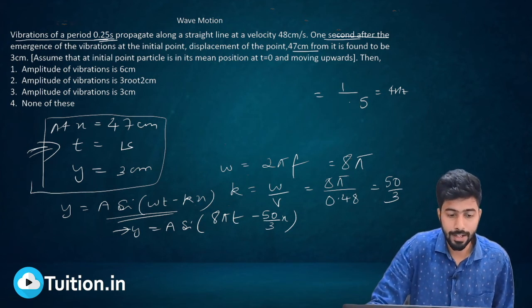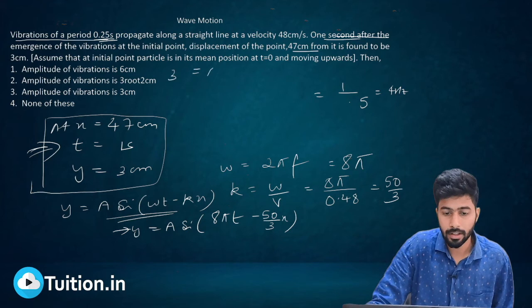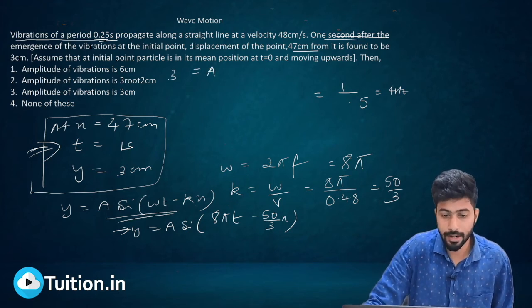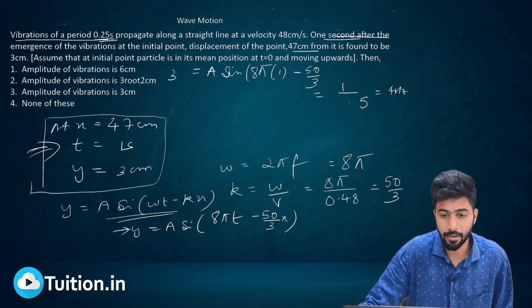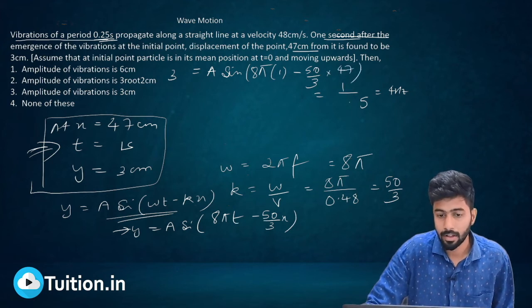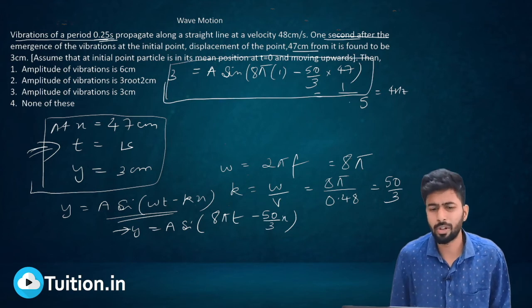Yeah. So y is given to you, 3 centimeter. A is something that you don't know, so let that be sine 8 pi. T is given to you, it's 1 second, minus 50 by 3 into x is given to you, right? And x is having a value of 47, right? So using just this one equation is present with you. So don't worry about the sine value.